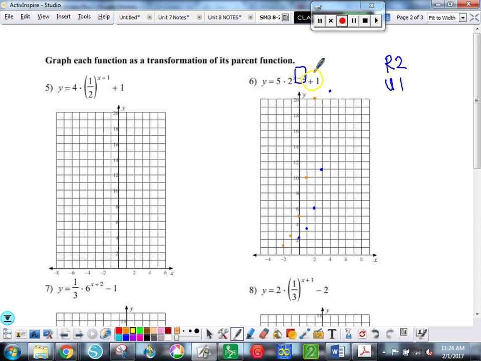This is the horizontal asymptote. I like to draw it simply so that as I'm drawing my other points, it's a lot easier to tell where they are, and so I don't cross it.